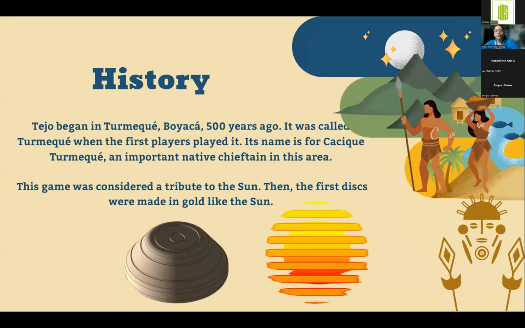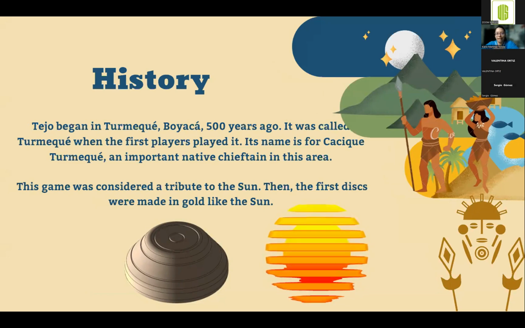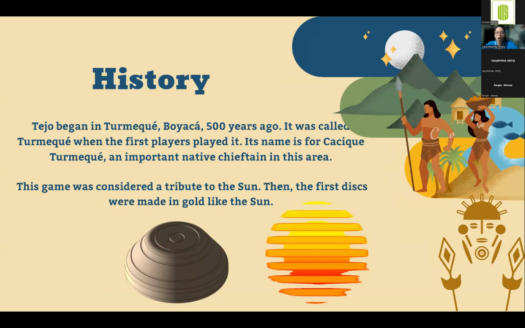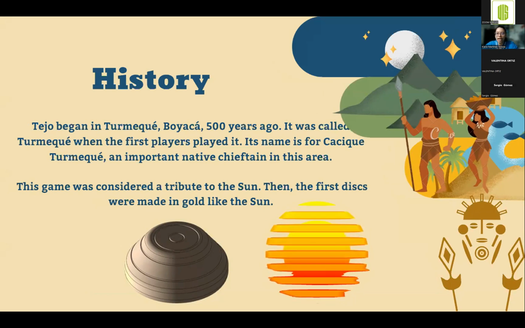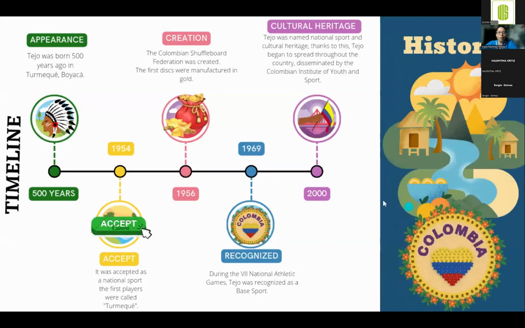First, I'm going to talk to you about history. The first name of Tejo was Turmequé, like Cacique Turmequé, and the town where it was born. The natives considered the Tejo a tribute to the sun. Actually, the first disks of Tejo were made in gold. Although Tejo was born 500 years ago, it was played nationally since 1954, and it was accepted as a national sport and cultural heritage in 2000. Next, I'm going to tell you a bit about the rules.